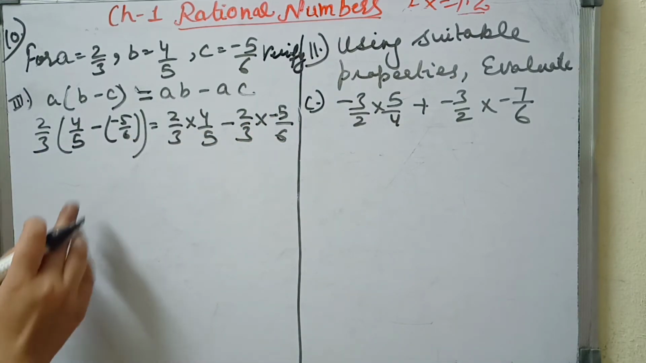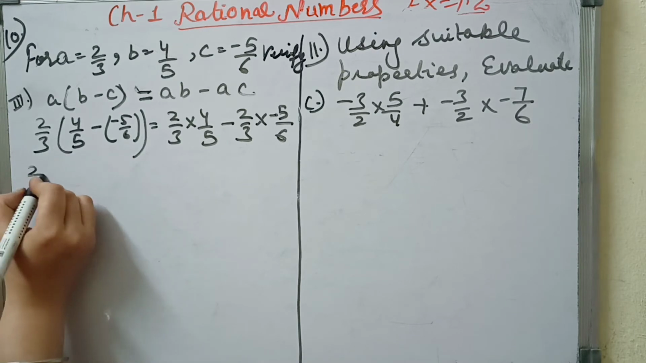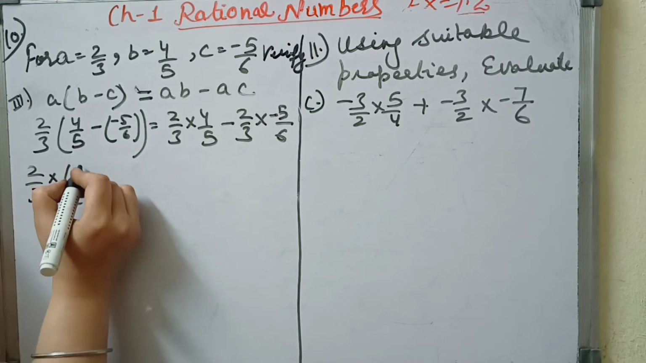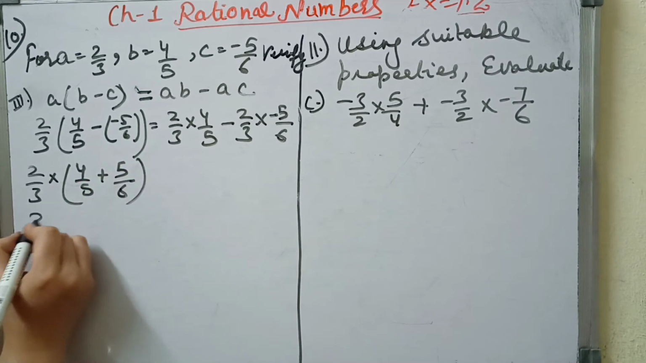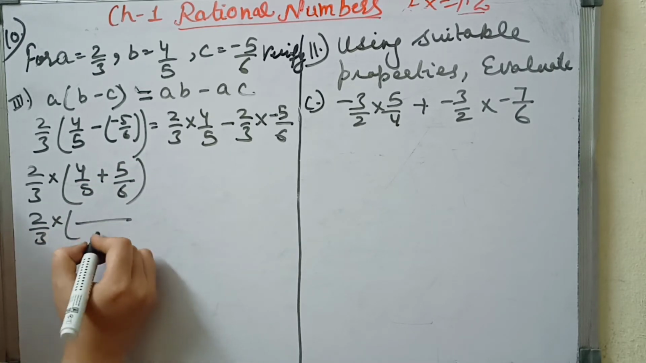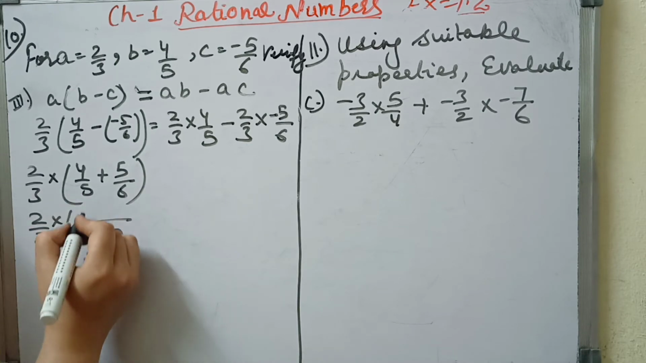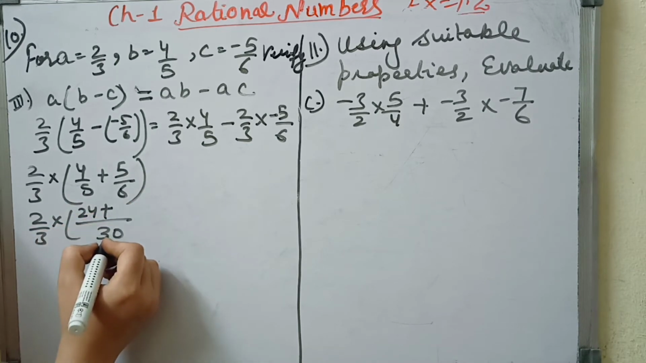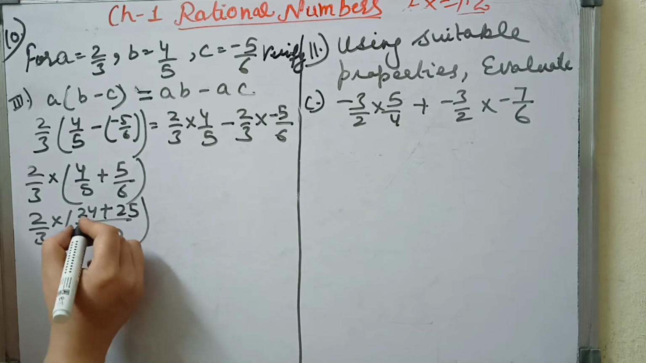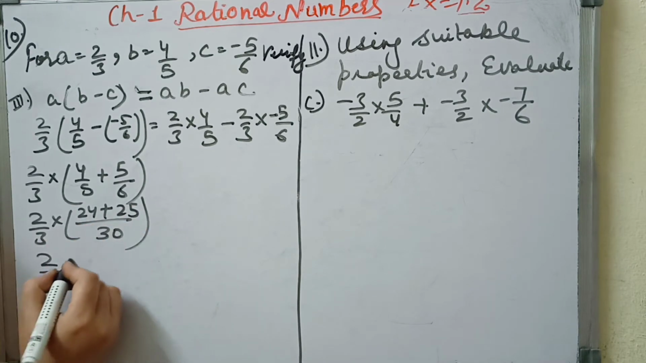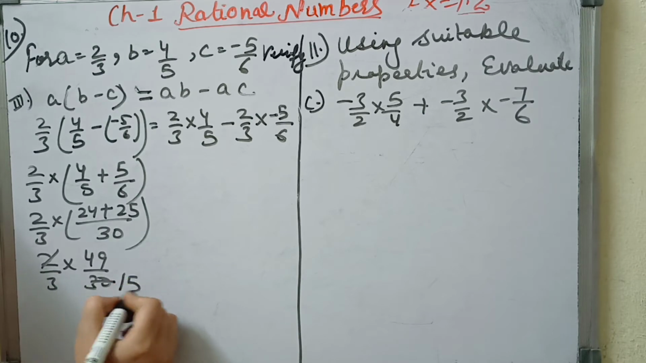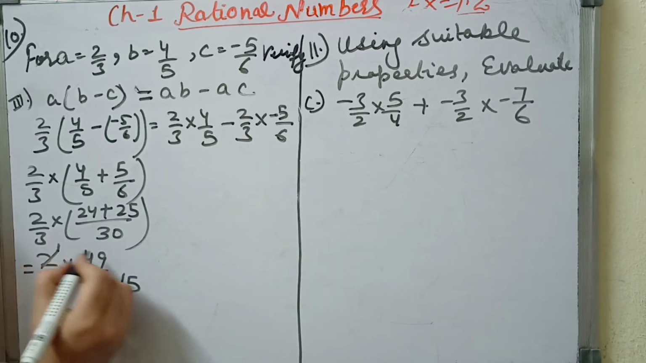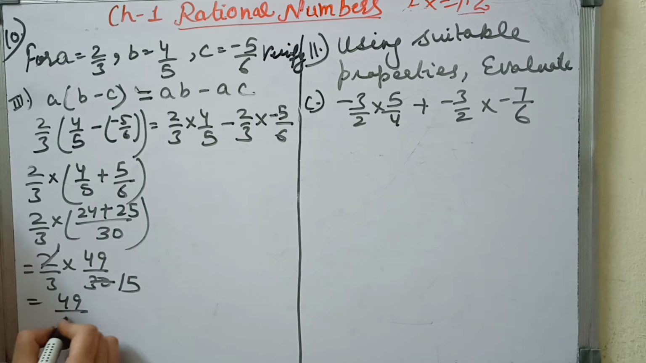Now I simplify. First of all I will simplify this bracket, which is 4 over 5 minus minus, plus 5 over 6. Now take the LCM of 5 and 6. It is 30. 5 6s are 30, 6 4s are 24, 6 5s are 30 and 5 5s are 25. Now add these two numbers. We will get 49 over 30. Do the cutting. 2 15s are 30. And now do the multiplication. It is 49. 3 15s are 45.